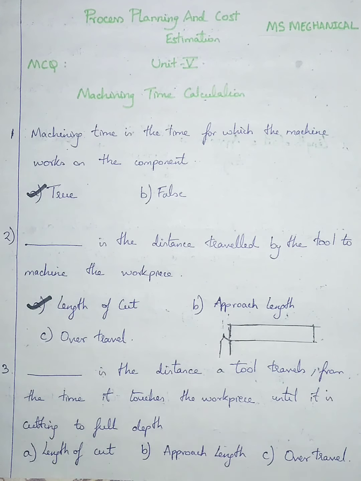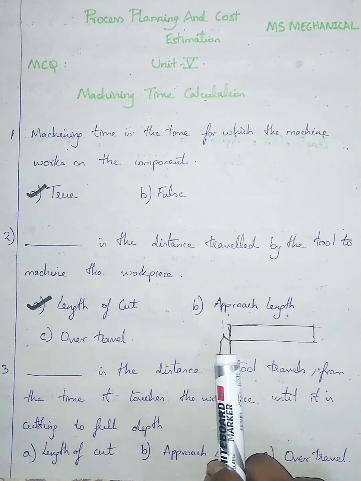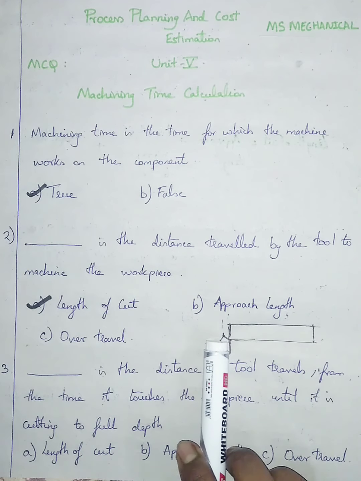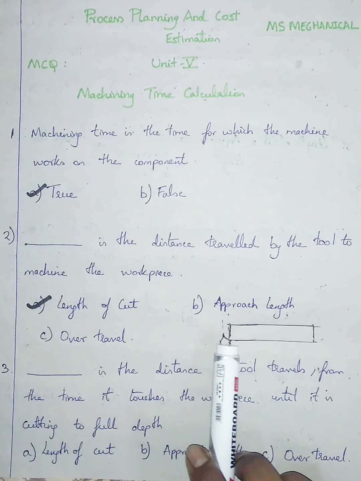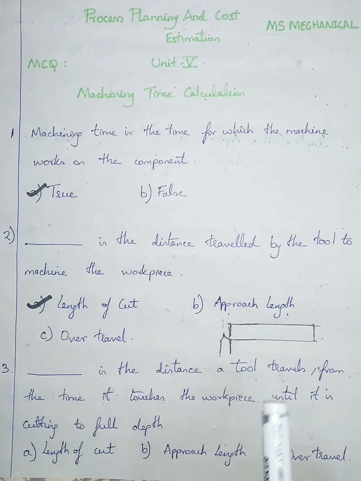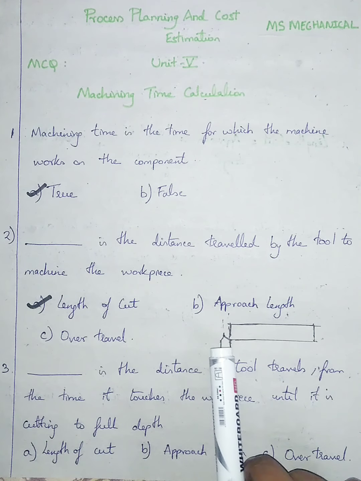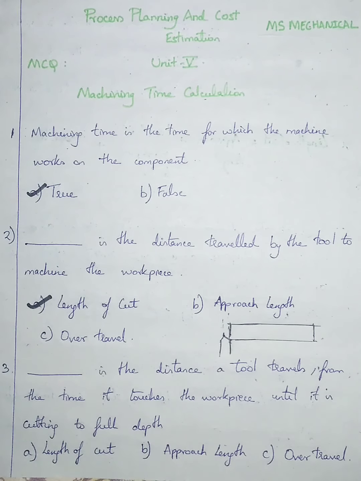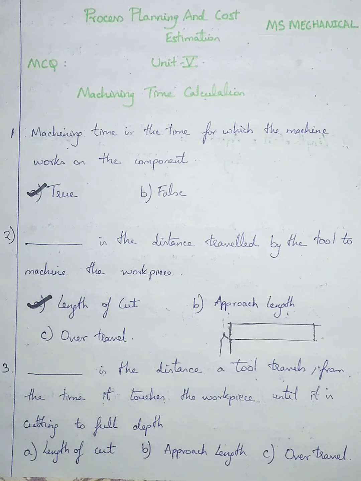Question number 3. Dash is a distance a tool travels from the time it touches the workpiece until it is cutting to the full depth. The time it touches the tool here and it goes till the full depth. This distance is the distance the tool travels from the time it touches the workpiece. The tool first touches the workpiece, then we will remove the tool to some extent, then we will be giving feed. That one is called as approach length.